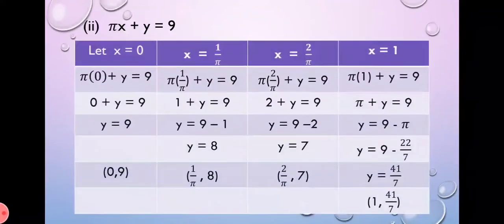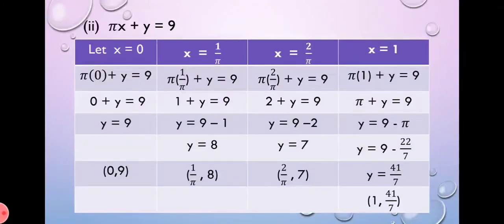Question number 2. Pi x plus y equal to 9. Again, let's suppose different values of variable x. So we suppose that x equal to 0. Putting the value of x in the given linear equation, we get pi into 0 plus y equal to 9. That is 0 plus y equal to 9. Sorry, it is 9, not 7. That is y equal to 9. So first pair of solution is 0, 9.